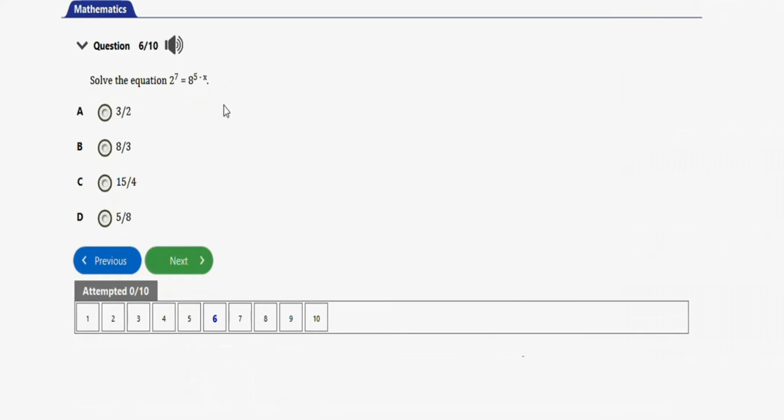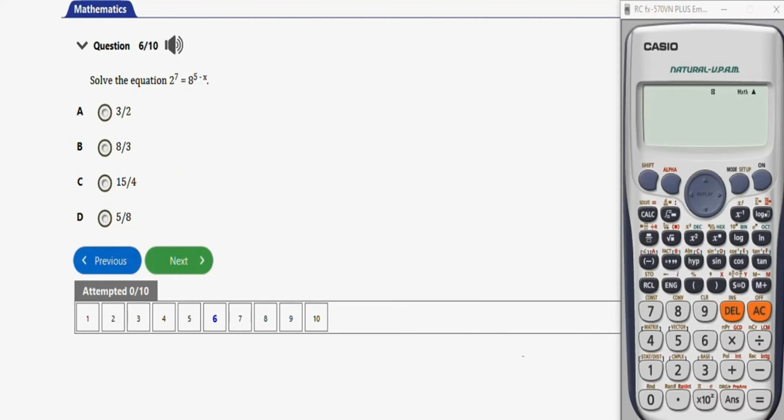It says solve the equation. Alright, so for the question we have 2 to the power 7. You come down, we have alpha and this calc button for the equality sign. We have 8 to the power 5 minus x, alpha and this button. So that's what we have there. Let's press shift and calc to solve it. Assign x to be 0, press equal to.